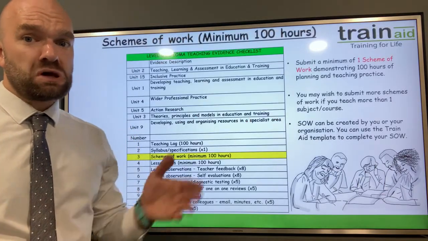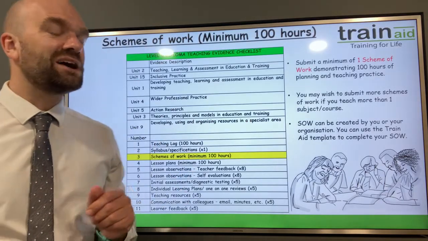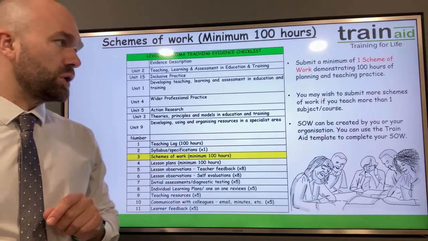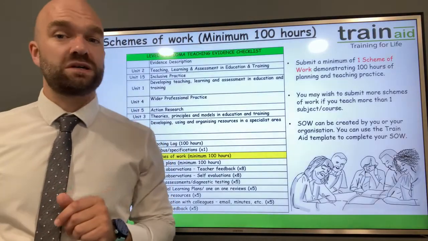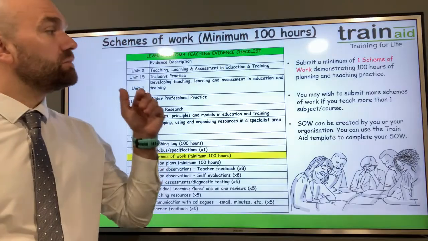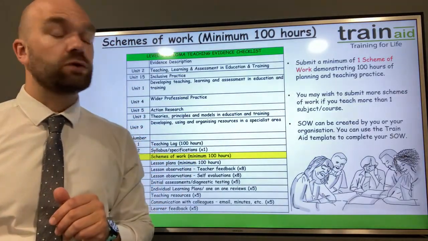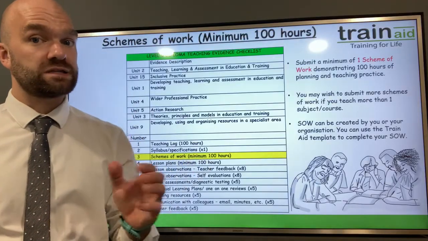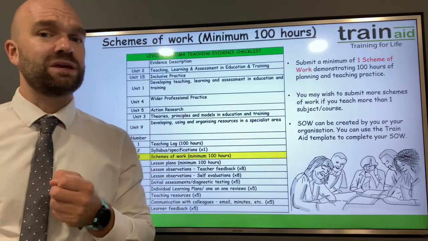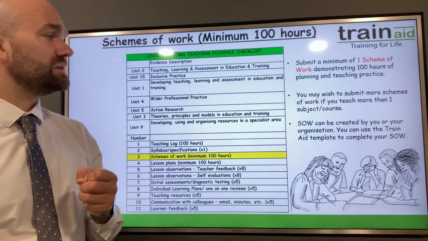In terms of criteria number 3, we are looking at the schemes of work. In order to pass this criteria, you need to submit a minimum of 1 scheme of work demonstrating 100 hours of planning and teaching practice. We are going to be looking at the scheme of work in more detail in this video.